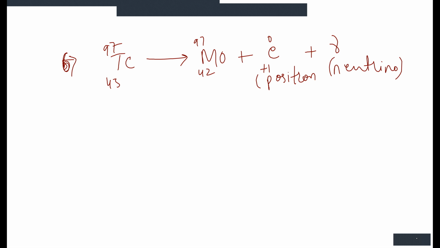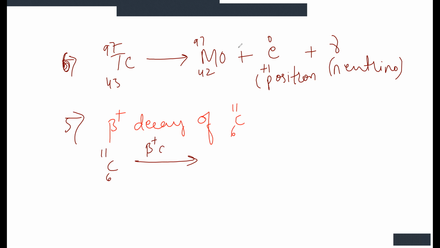And for the fifth one, they asked beta positive decay of carbon 11. When carbon 11 undergoes beta positive decay, it is going to produce boron 11 5 plus one positron, and along with this it is going to produce one neutrino.